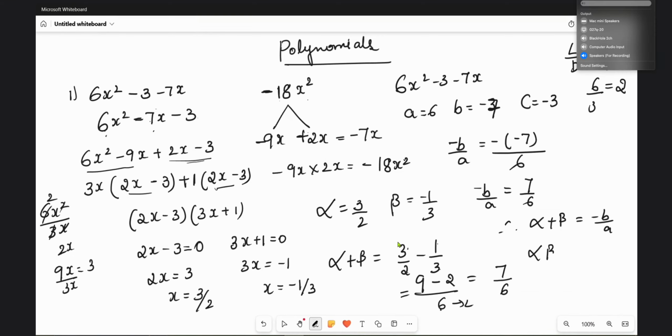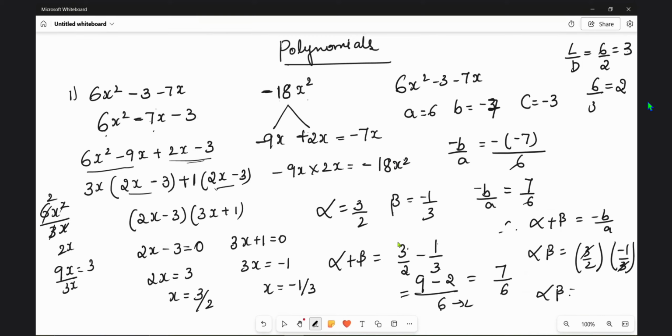Next, alpha into beta, 3 by 2 into minus 1 by 3. 3 and 3 I can cancel. Alpha into beta is equal to minus 1 by 2. What about c by a? We'll get it as minus 3 by 6. That is also equal to minus 1 by 2. So alpha plus beta is equal to minus b by a, and alpha into beta is equal to c by a.